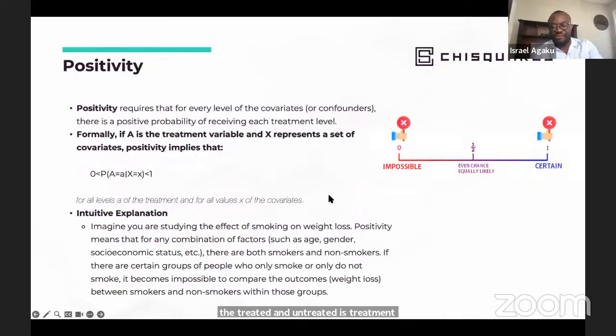Another assumption that we have for causal inference is positivity. I was struggling because our graphic designer, when he made the slides, put a figure of a smiley face here as the icon for positivity. I had a good laugh at that.